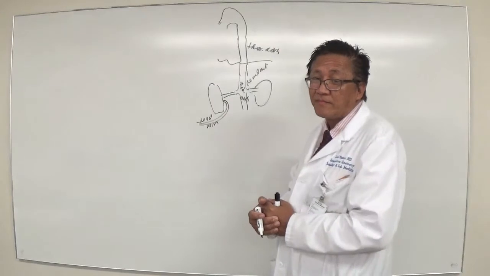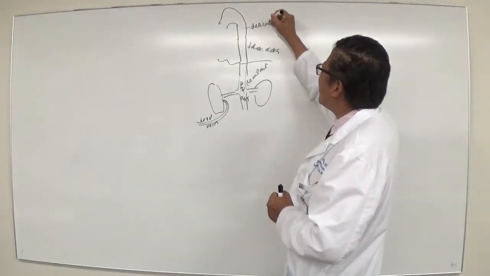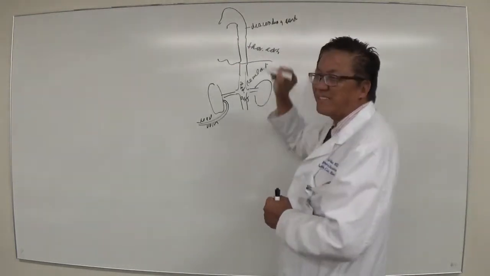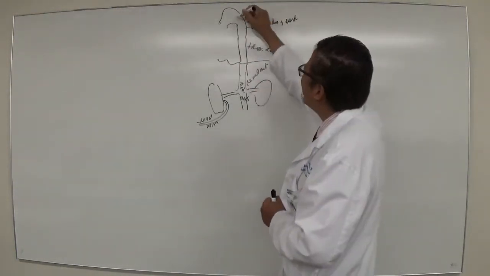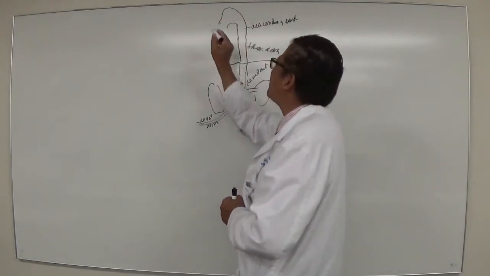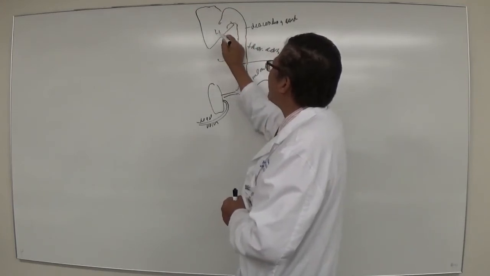What about the one that goes down? Because what does descending mean? Of course. Isn't that amazing? Right? And where did the aorta come from? Particularly the ascending aorta. What chamber of the heart? The left ventricle. Very good.